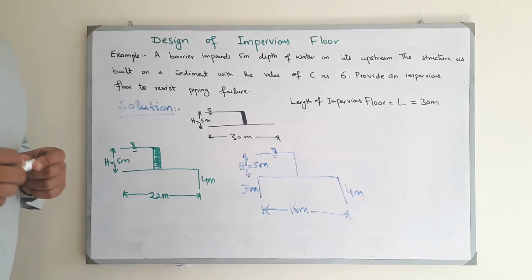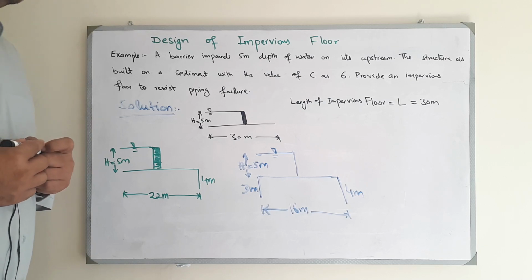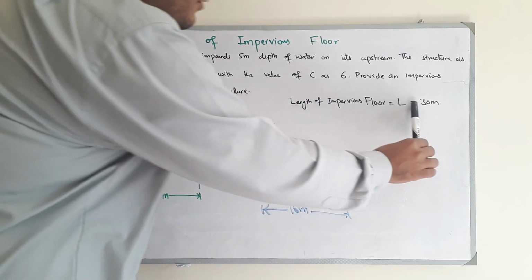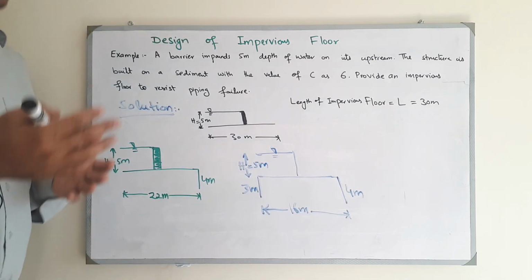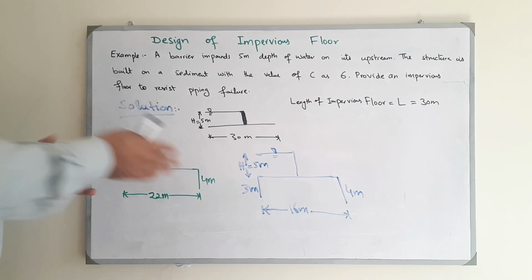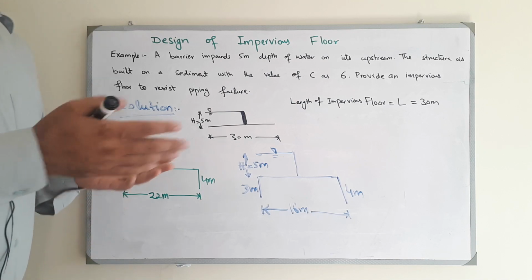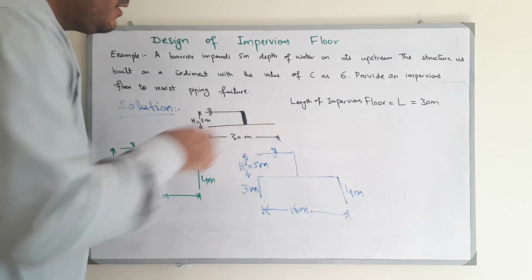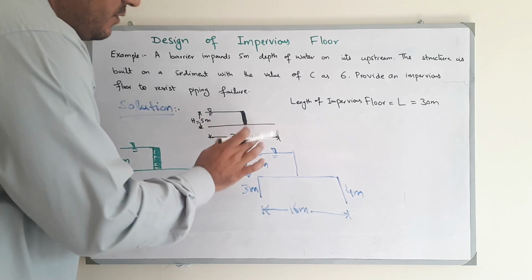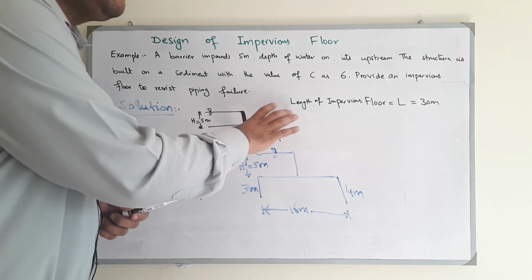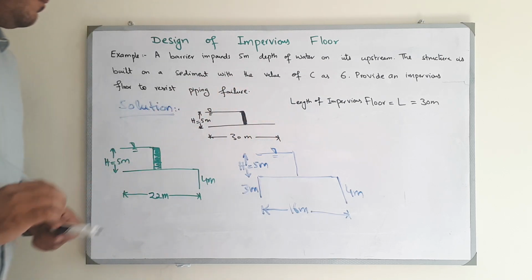So now, in the previous section we found that the length of the impervious floor should be 30 meters so that it is safe against piping failure. There could be different cases. I have illustrated 3 of the possible cases; there could be more also. Here you can provide a horizontal impervious floor of 30 meter length, and it is safe against piping failure according to Bligh's theory.